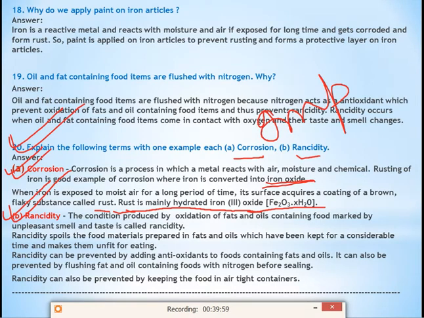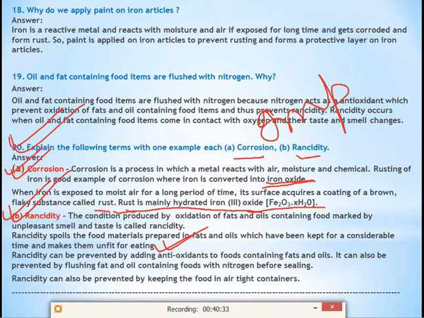So in rancidity, what happens? The food items which contain oil and fat get oxidized and their taste and smell also change. That process is called rancidity. Rancidity spoils the food material prepared in fat and oil which has been kept for a considerable time and makes it unfit for eating. That's why in the chips packets which we buy from the market, nitrogen gas is filled, so that it will keep the chips fresh. It will not allow the oxidation of chips, and it will be fresh when we use it. Now, how can we prevent rancidity?